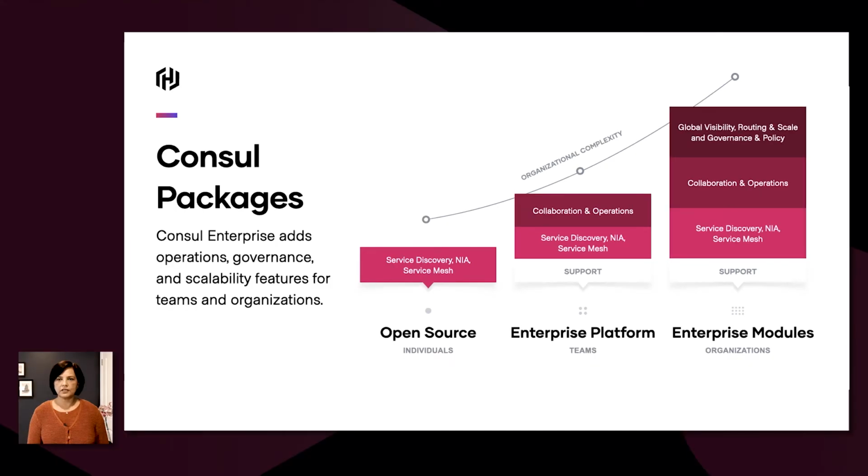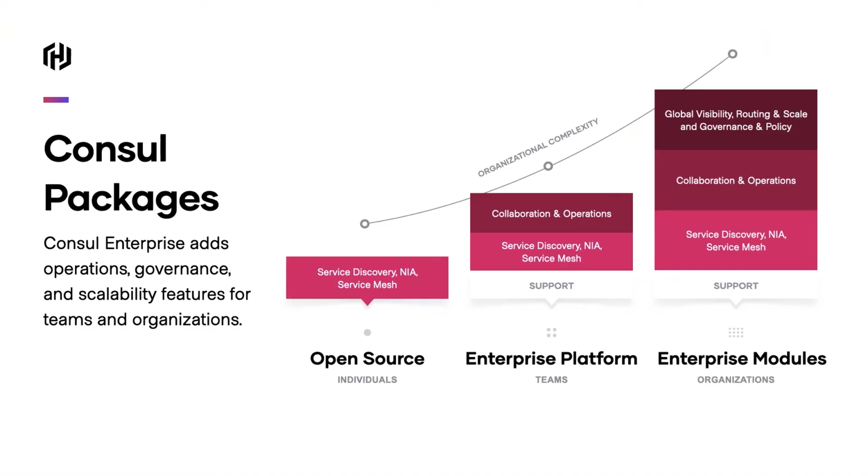For larger teams and organizations, we offer a number of enterprise features to increase application resiliency and performance and enhance enterprise compliance and governance. The platform package enables operational simplicity and platform reliability for production environment. Then when you put in the global visibility and scale module, this supports advanced network topologies and enhances performance and resiliency at scale. And finally, the governance and policy module provides standard policies around service naming, registration, ACLs, intentions, etc.